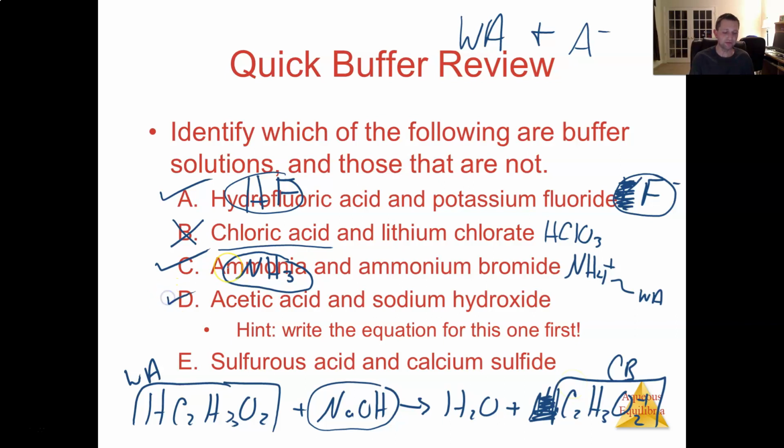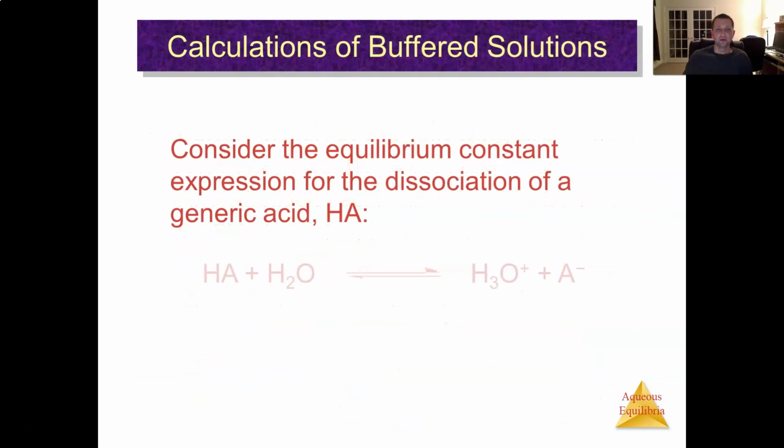So yes, that's a buffer. Last one, sulfurous acid, H2SO3, and calcium sulfide, CaS. Definitely not a buffer. You do have a weak acid, H2SO3, but your conjugate base would be HSO3 minus 1, and that's not what we have. We have the sulfide ion, so it's not going to be any good. Okay.